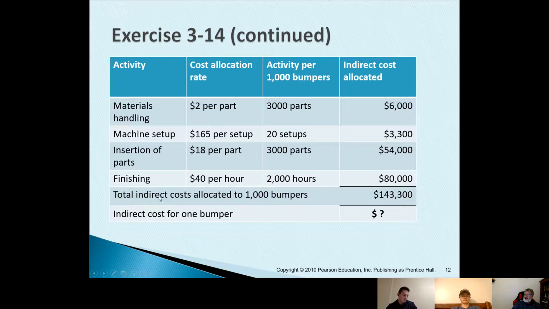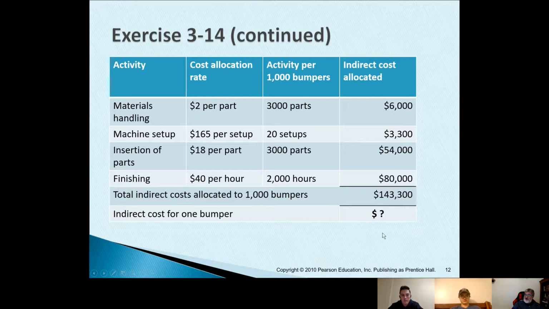Okay, so the indirect cost allocated to 1,000 bumpers. Okay, so this is the indirect. We made 1,000 bumpers with all of this. So we're going to add these up, and we're going to come to $143,300.